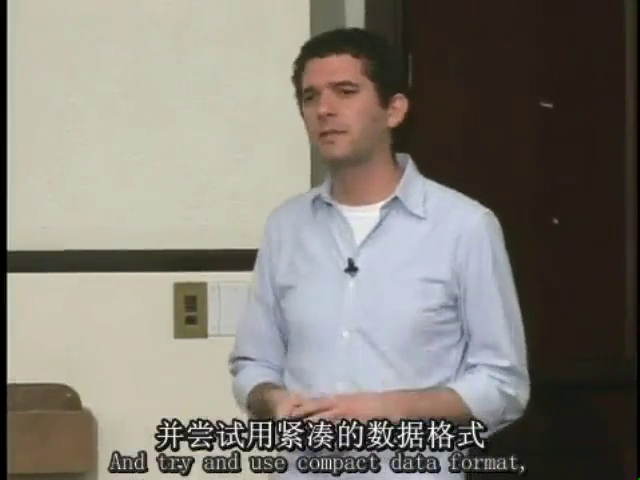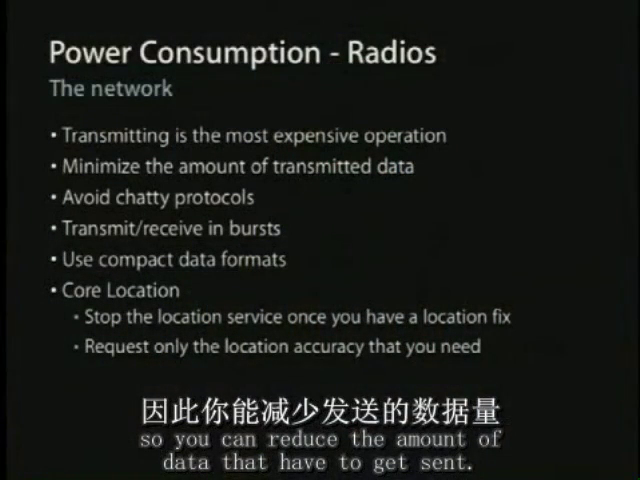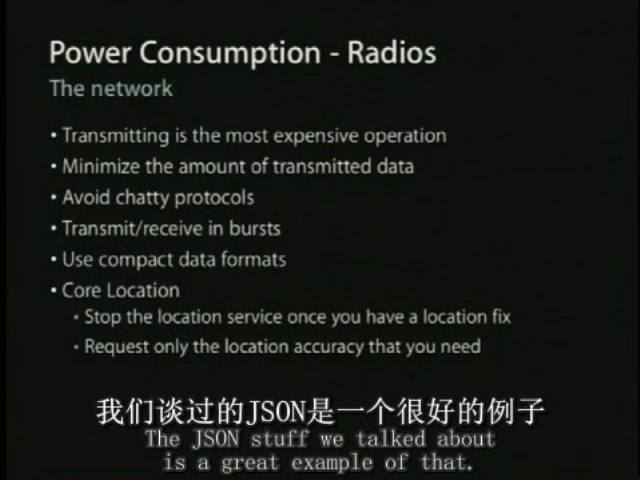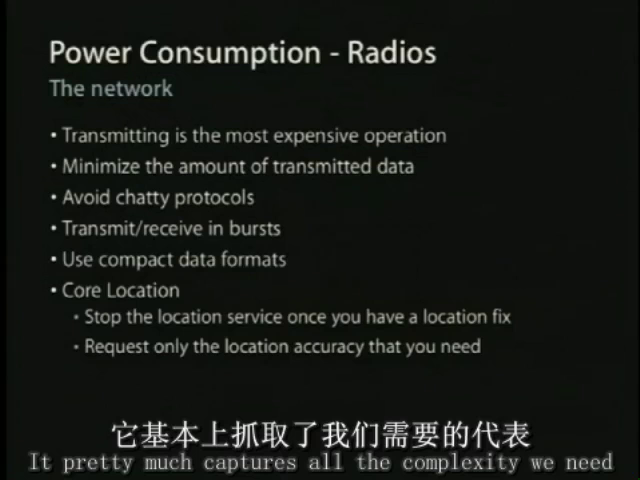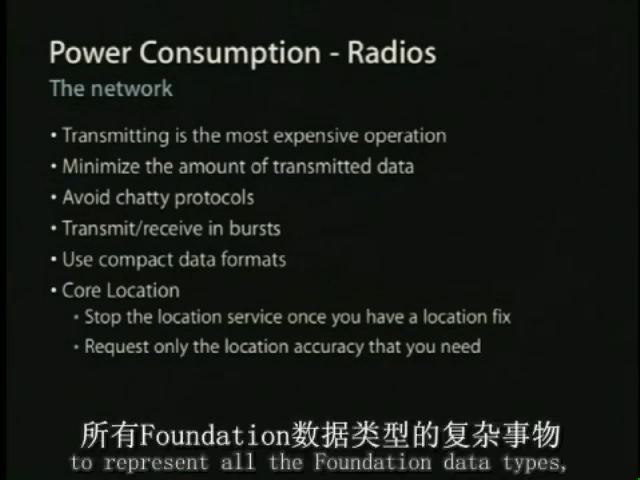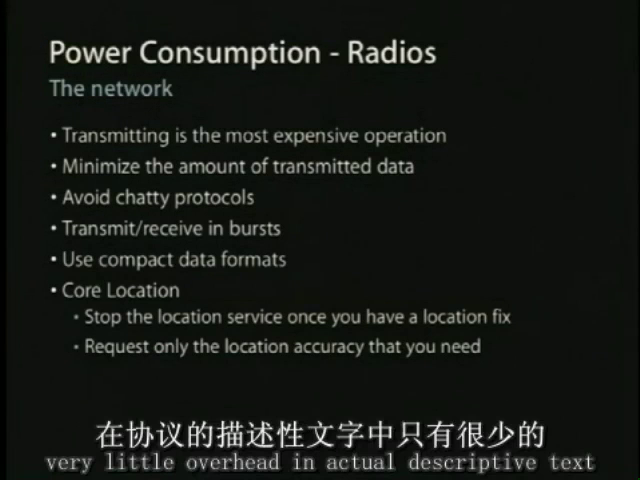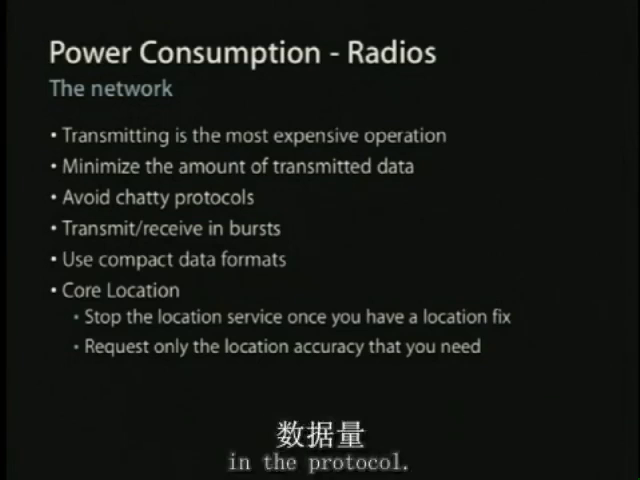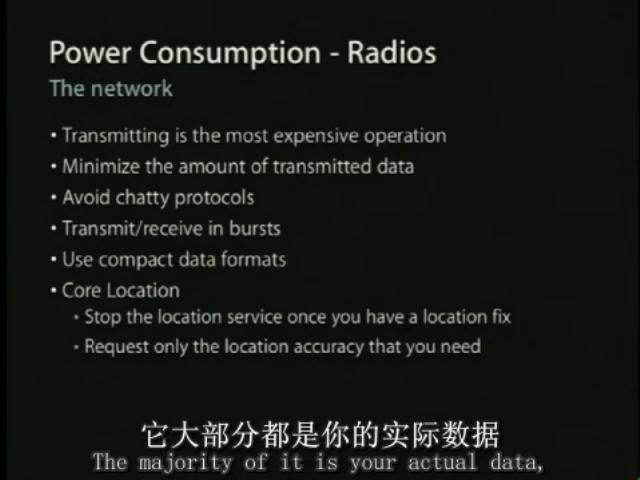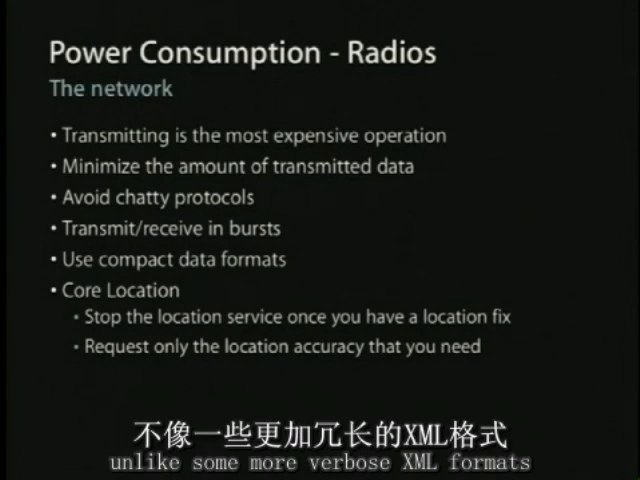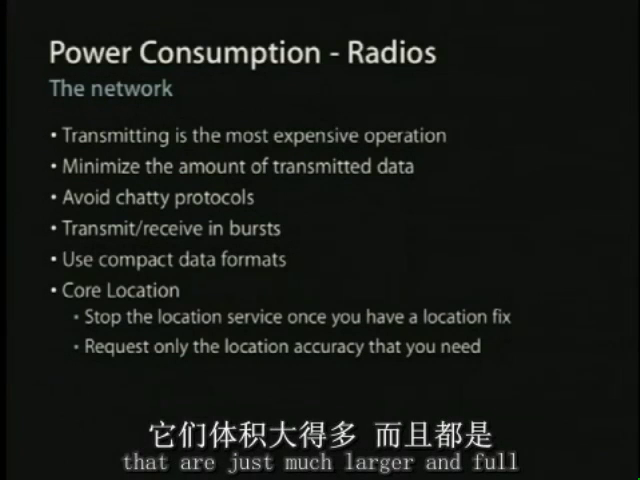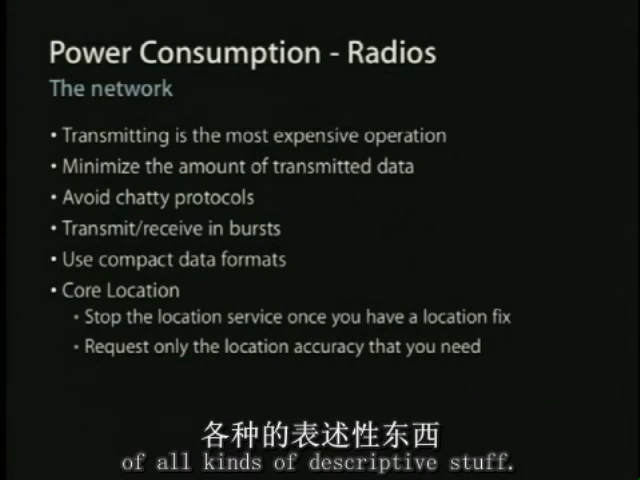And try and use compact data formats so you can reduce the amount of data that has to get sent. The JSON stuff we talked about is a great example of that. It pretty much captures all the complexity we need to represent all the foundation data types, but it's super compact. There's very, very little overhead in actual descriptive text in the protocol. The majority of it is your actual data, unlike some more verbose XML formats that are just much larger and full of all kinds of descriptive stuff.